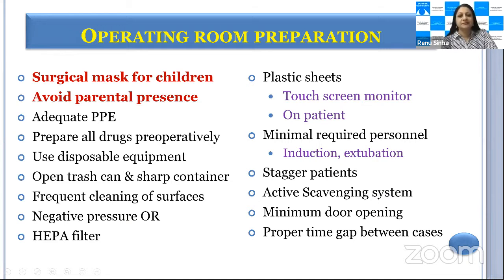Next slide, sir. So it is difficult to get surgical masks for children. So one should ensure that the mask which is put on the child is fitting. So in the pediatric hospital, they make those masks. The rest of the preparations are the same as for adult patients. So I am not going into detail on the other OT preparations for the pediatric patient. The next slide, please, sir.